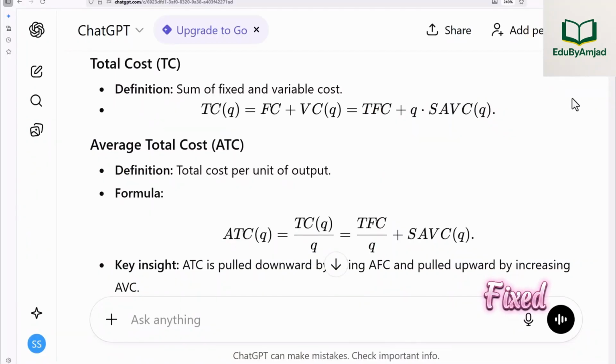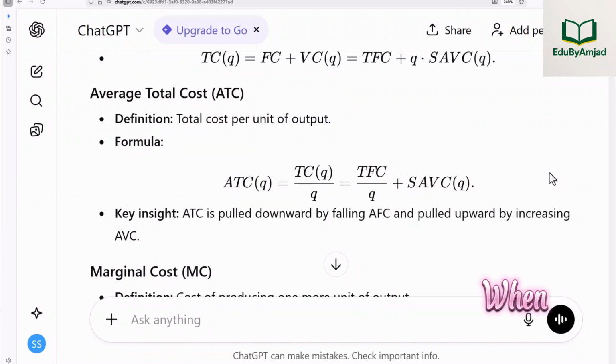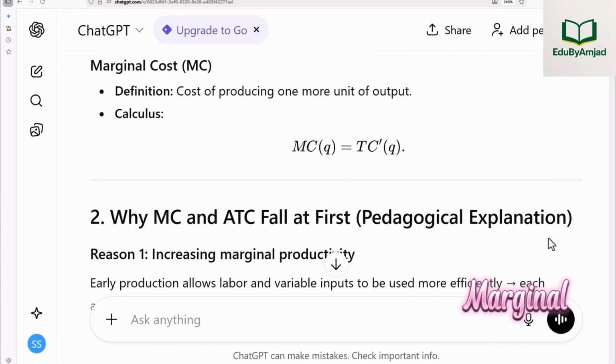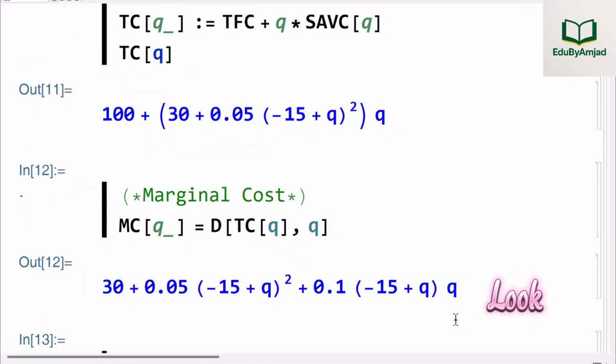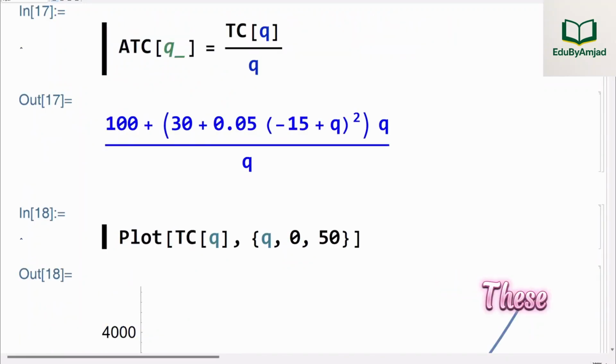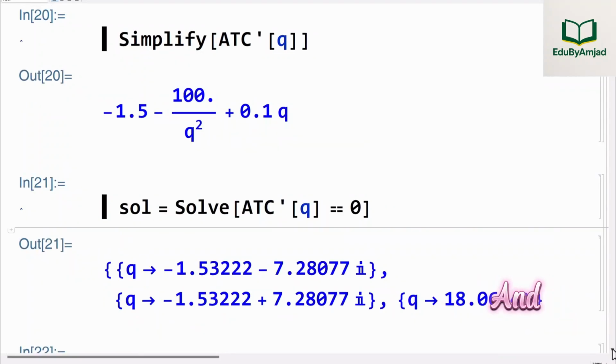Total cost is the sum of fixed cost and variable cost. When we divide total cost by output, we obtain average total cost, or ATC. So, average total cost is simply the sum of average fixed cost and average variable cost. The derivative of total cost is called marginal cost. Marginal cost measures the cost of producing one additional unit of output. Now take a careful look at the specific numerical forms of these functions that we enter into Mathematica. These formulas will be used for our numerical examples and for drawing the graphs.